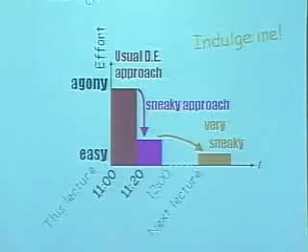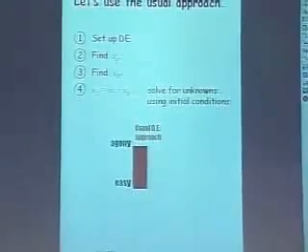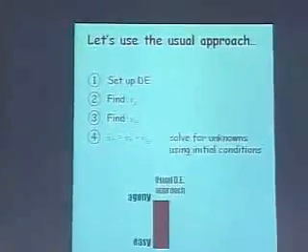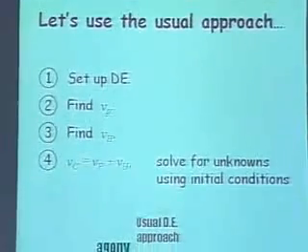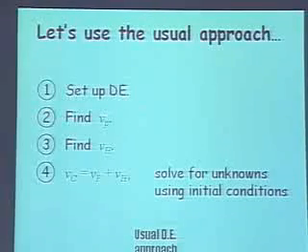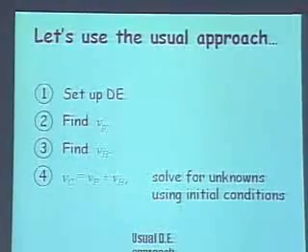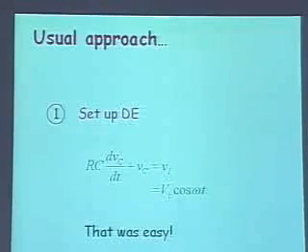So indulge me as I go through the agony part. I'm going to blast through it because that's not how we're going to do things, but you just need to know that that's agony. So let's do a usual differential equation approach. Steps 1, 2, 3, 4: set up the differential equation, find the particular solution, find the homogeneous solution, add up the two, solve for the unknowns. It's a mantra, the 4-step mantra. So let's do it.